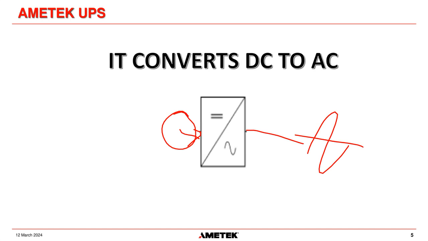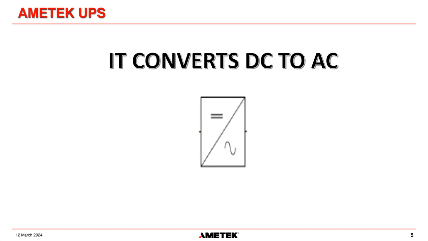There we go. So that's basically what an inverter does. It takes DC, and it doesn't care where the DC comes from, whether it's from a rectifier or a battery. As long as it has the applicable DC going in, it will take that DC and convert it to AC. Now, obviously, in North America, we want to create a 60 hertz sine wave. In other places, it could be 50 hertz.